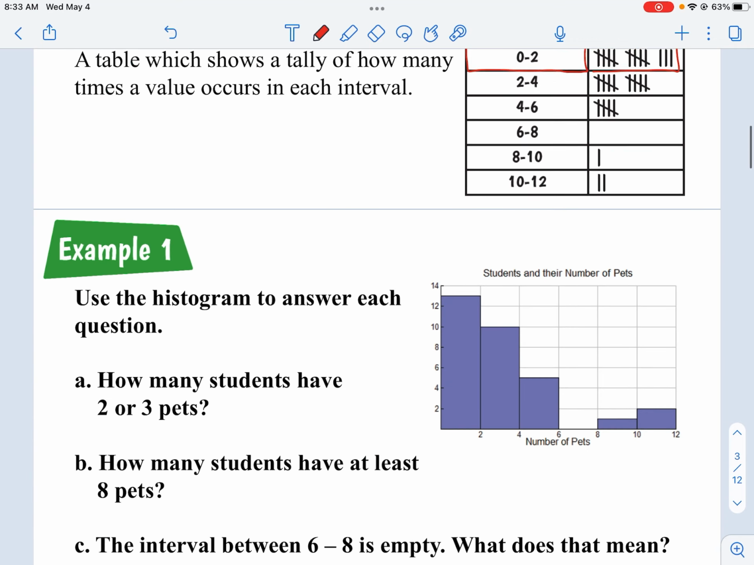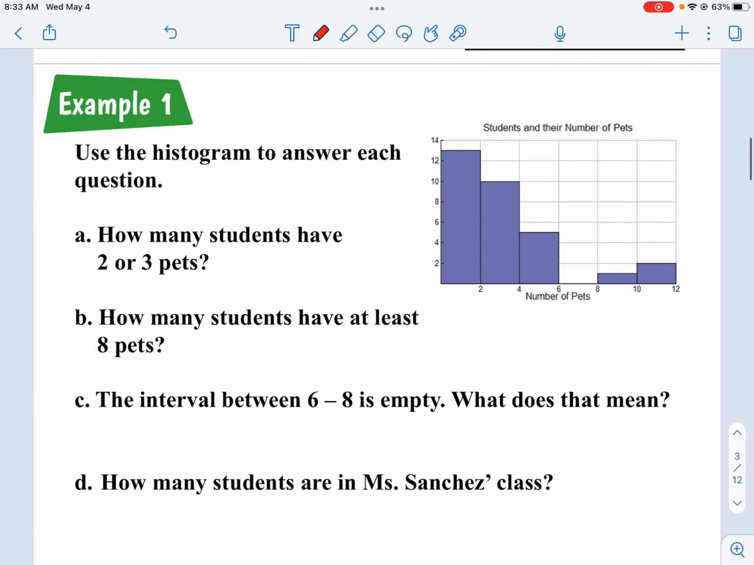Okay. So it says, use the histogram to answer each question. How many students have 2 or 3 pets? So remember, this one is 0 to 2, 2 to 4, 4 to 6, 6 to 8, 8 to 10, and then 10 to 12, okay? So it's saying how many students have 2 or 3 pets. So we're going to look at this bar right there, okay?